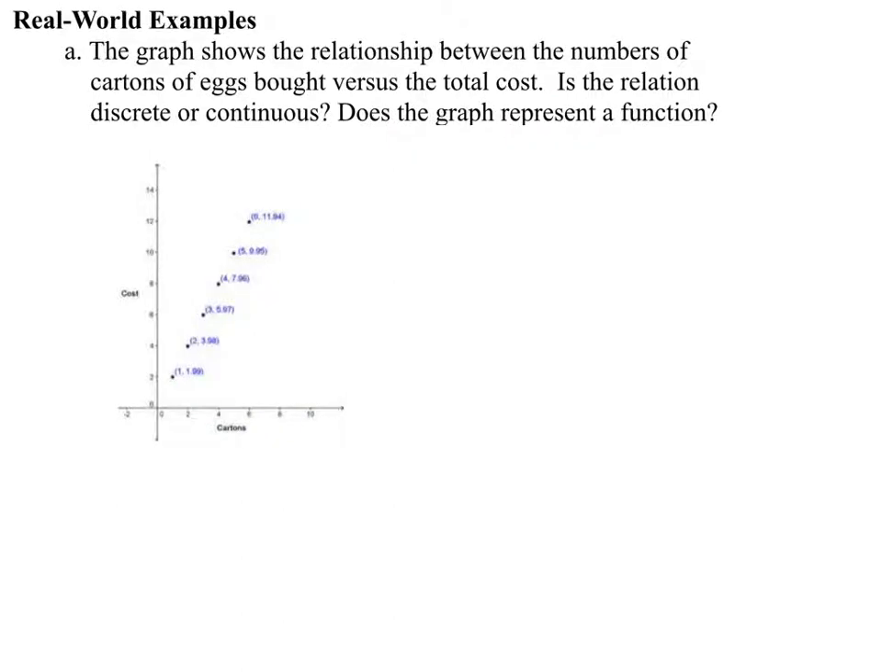On the real-world examples, let's take a look at graph A. The graph shows the relationship between the number of cartons of eggs bought versus the total cost. Is the relation discrete or continuous? So, since this is made up of lots and lots of little dots, we can't draw a smooth curve. So we can't just put our pencil down and draw a line without picking it up. We have to pick it up to move from dot to dot. So this one is going to be discrete because of that.